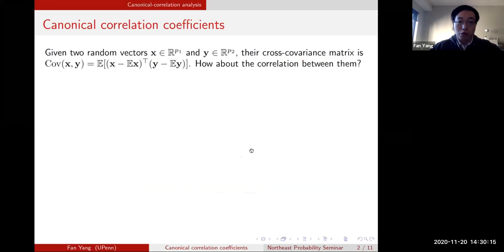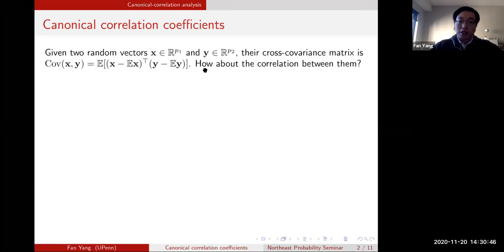Given two random variables, we all know how to define their correlation: we divide their covariance by the product of their standard deviations. However, if we are given two random vectors, their covariance matrix can be defined as the expectation of X transpose times Y. Then a natural question is, how about the correlations?